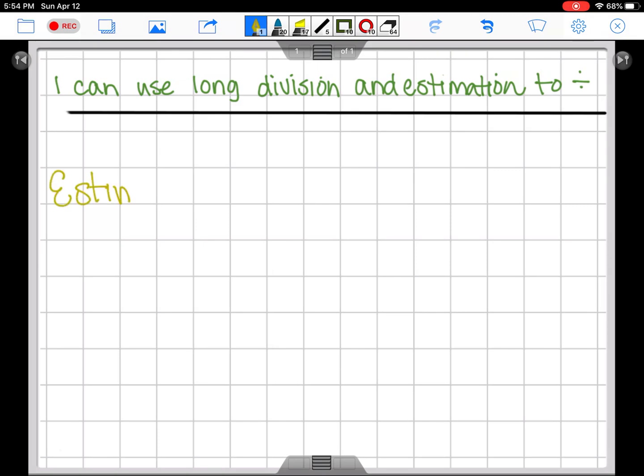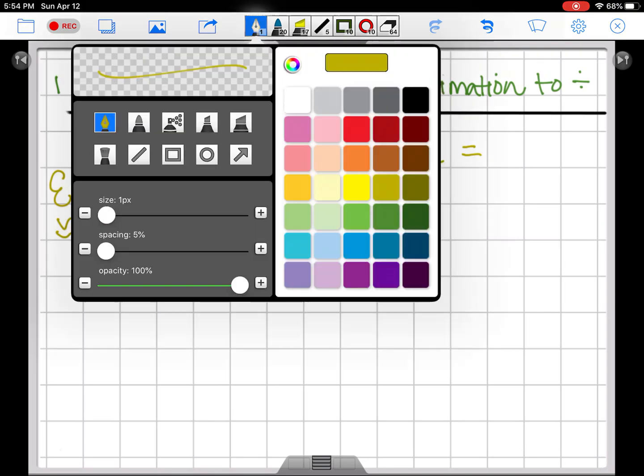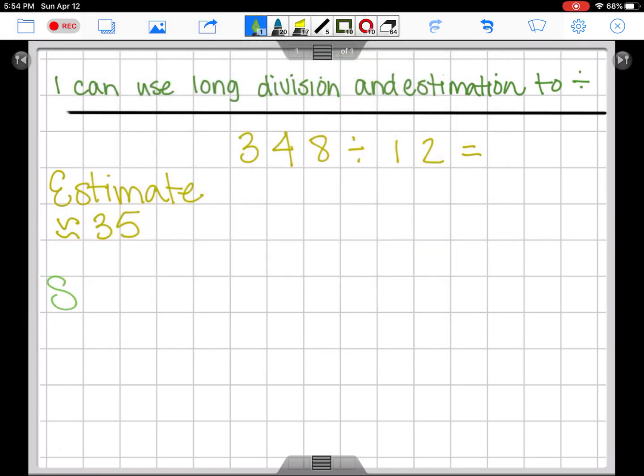So when we estimated, our answer is about 35. Now that we've estimated, it is time to solve. Let's put us in a different color. Let's do this green. Now we're going to solve. So we know that our answer is going to be about 35.